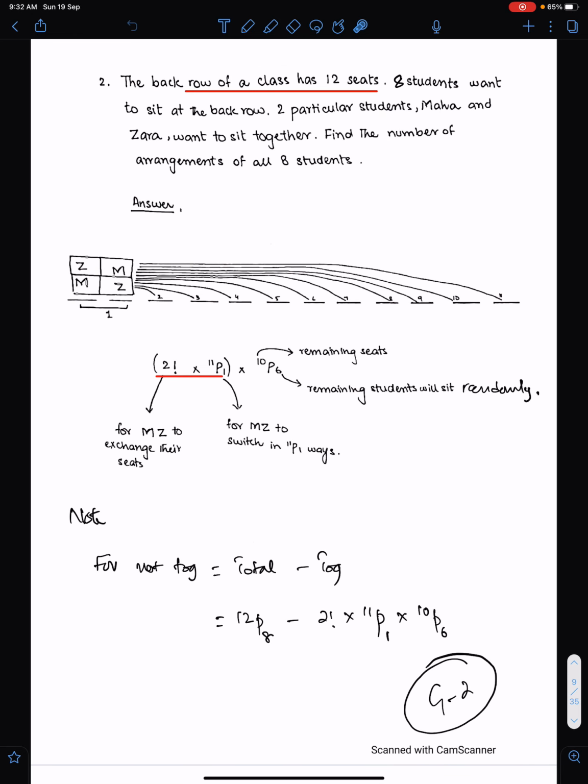Well, if the question is M and Z are not together, then you have to do this first and then you need to use this formula. For MZ not together, use total minus MZ together. So total is 12P8 minus together. So in this way, you can solve this question, MZ are not together.